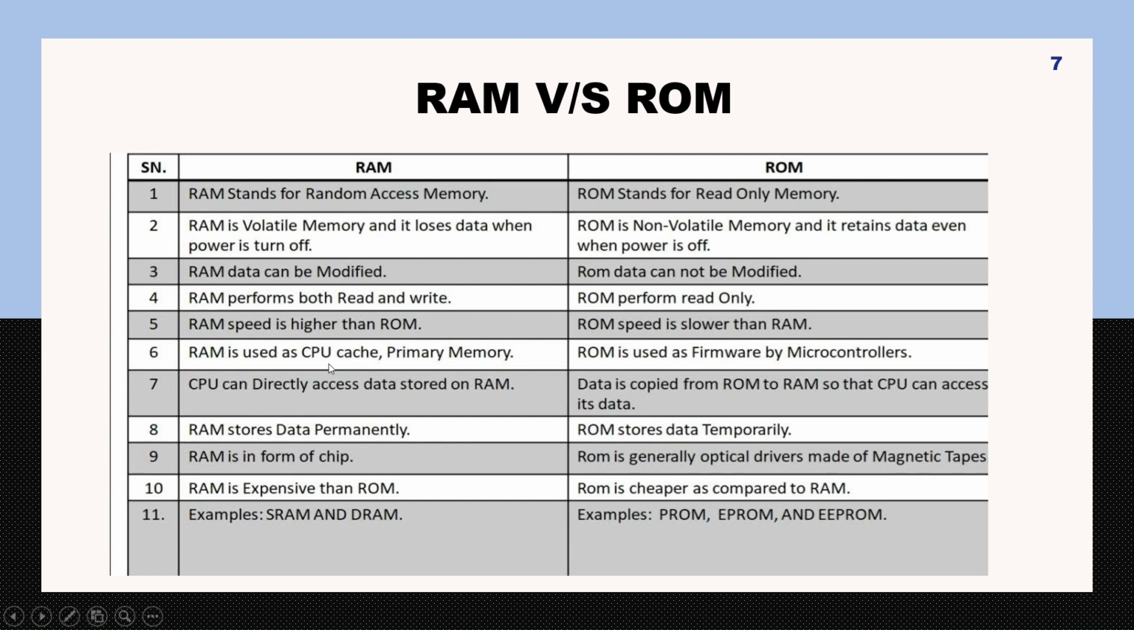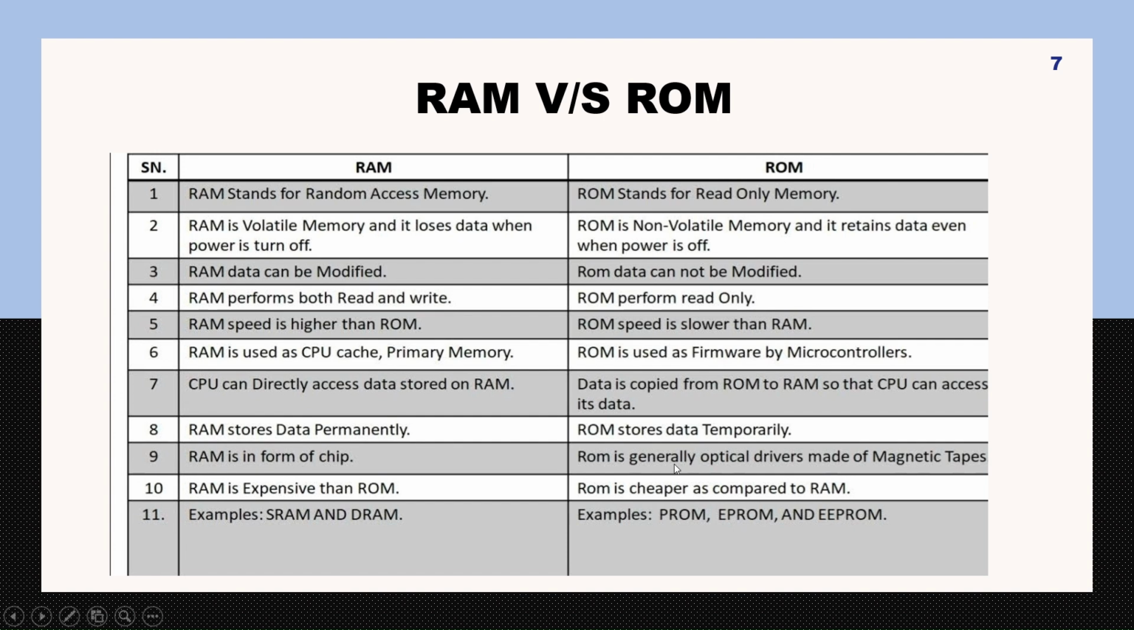RAM is used as CPU cache, primary memory. ROM is used as firmware through controllers. The CPU can directly access data stored on RAM, whereas data is copied from ROM to RAM so that the CPU can access data. RAM stores data temporarily, whereas ROM stores data permanently.